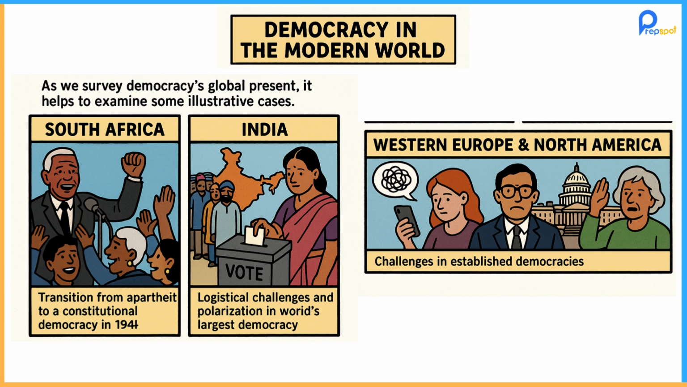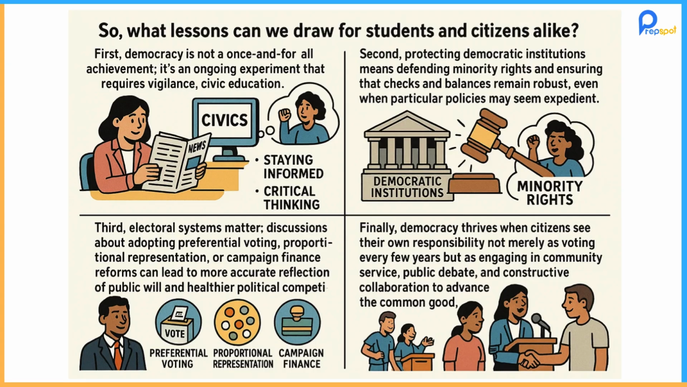In Western Europe and North America, long-established democracies face new tests: social media's echo chambers, declining trust in institutions, and debates over electoral reforms to make systems more representative. So, what lessons can we draw for students and citizens alike? First, democracy is not a once-and-for-all achievement. It's an ongoing experiment that requires vigilance, civic education, and active participation. Staying informed through diverse news sources, critical thinking, and respectful dialogue is essential to hold leaders accountable.